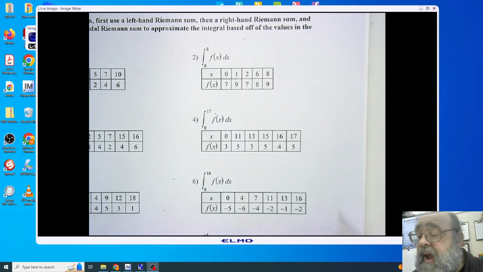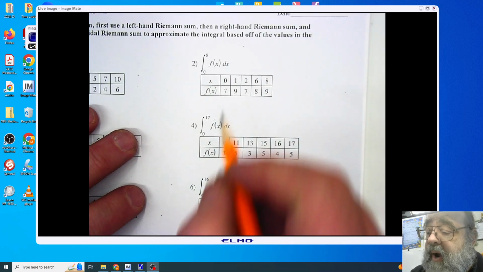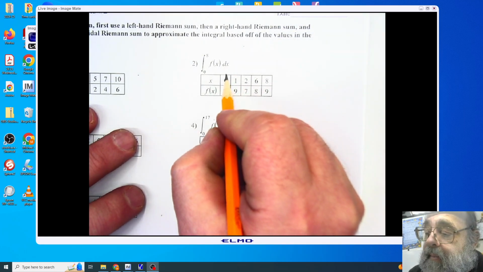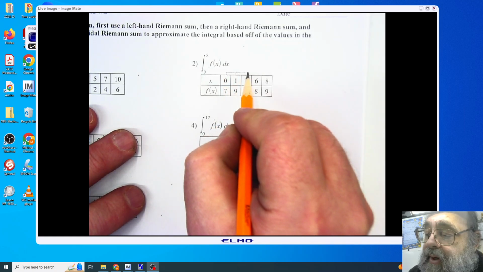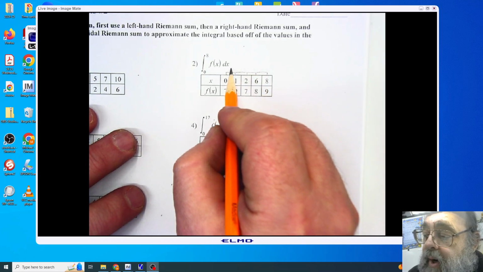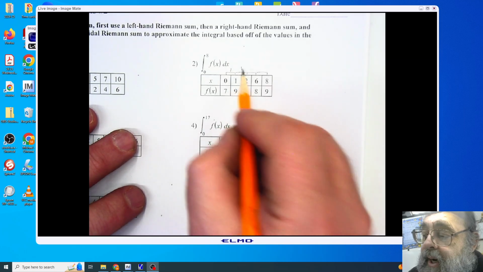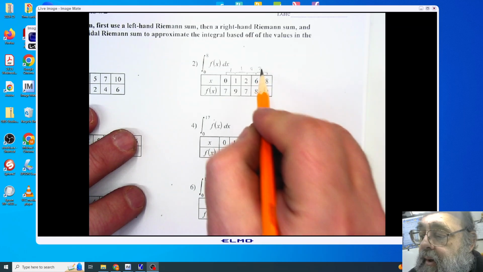So you'll notice we have this table of values here. And what we're going to do is find our left and right Riemann sum. So I'm going to first find the gap between each of the values as I see them. There's a distance of 1 here, 1 here, 4 here, and 2 here.